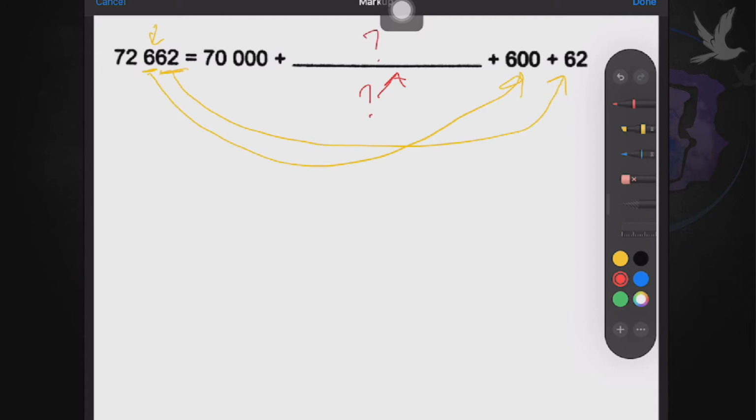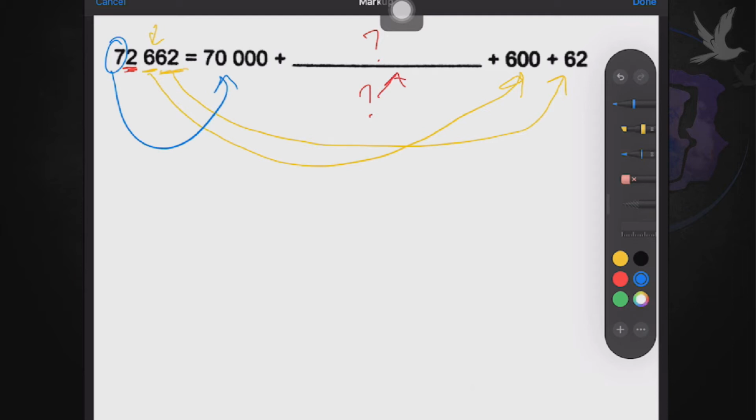We have a question mark there. And that represents the value for this, which is 2. Because 7, as you can see, is given here. Since 7 is in the 10,000s place, its value is 70,000.